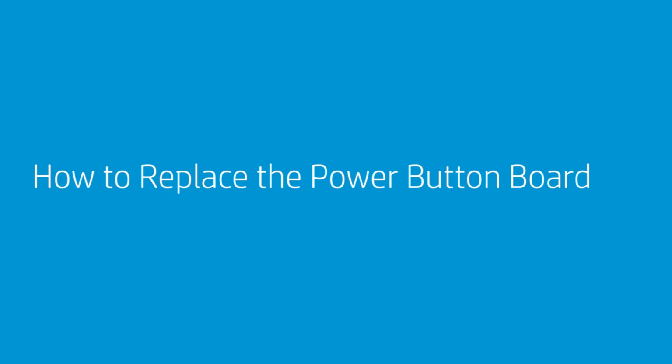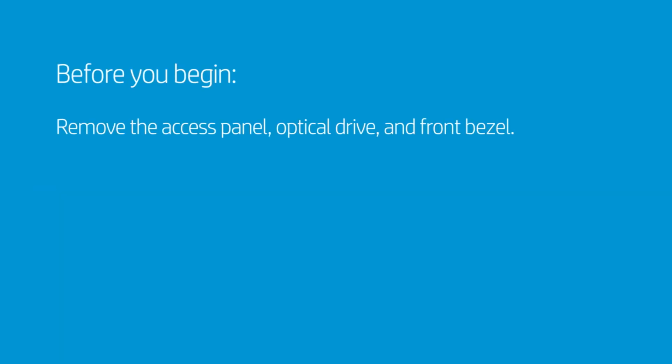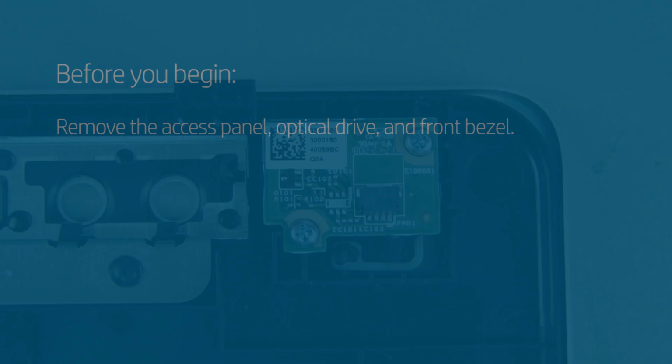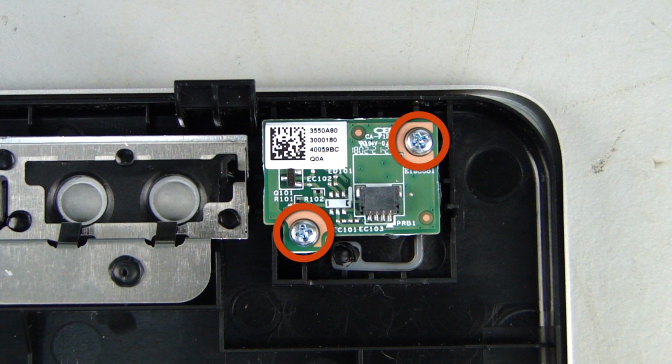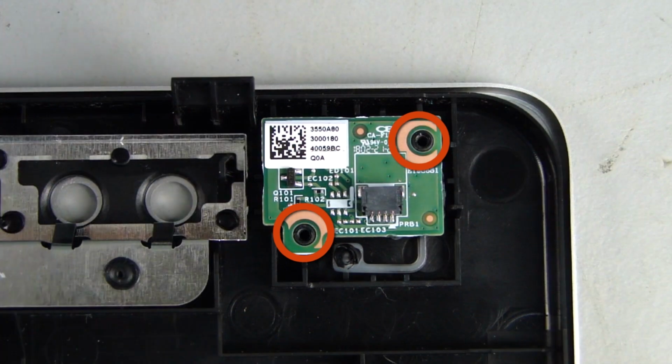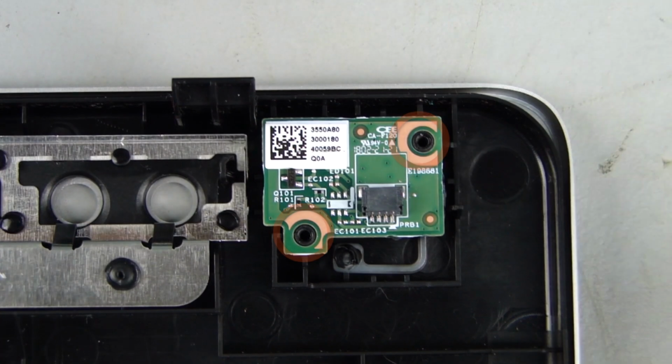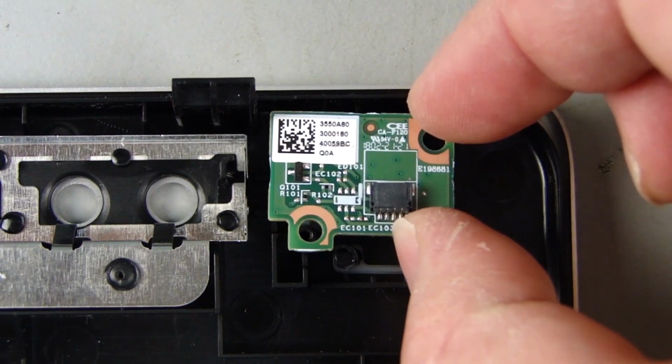How to replace the power button board. Before you begin, remove the access panel, optical drive, and front bezel. Removal. Remove the 2 Phillips head screws that secure the power button board to the front bezel. Lift the power button board off of the front bezel.